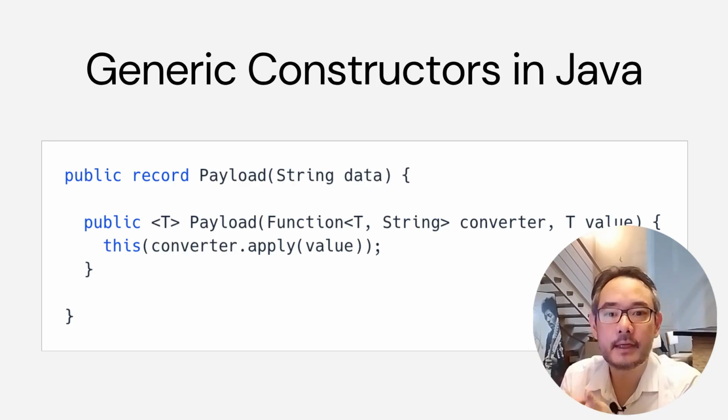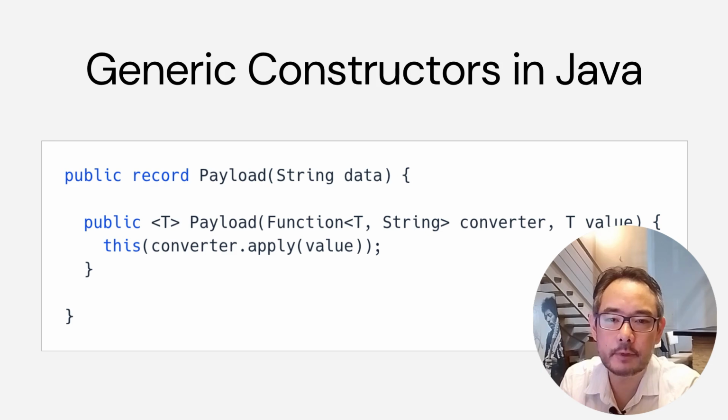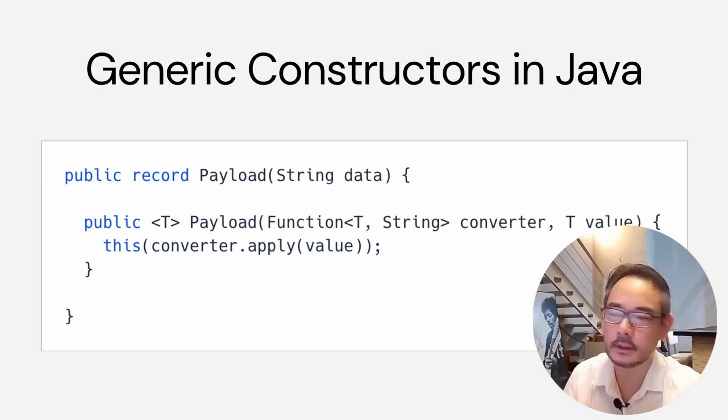Turns out that in Java, constructors can be generic. In other words, constructors can declare their own type parameters. For example, here's a record that represents some payload. It could be some arbitrary data like some JSON to be sent over the wire.